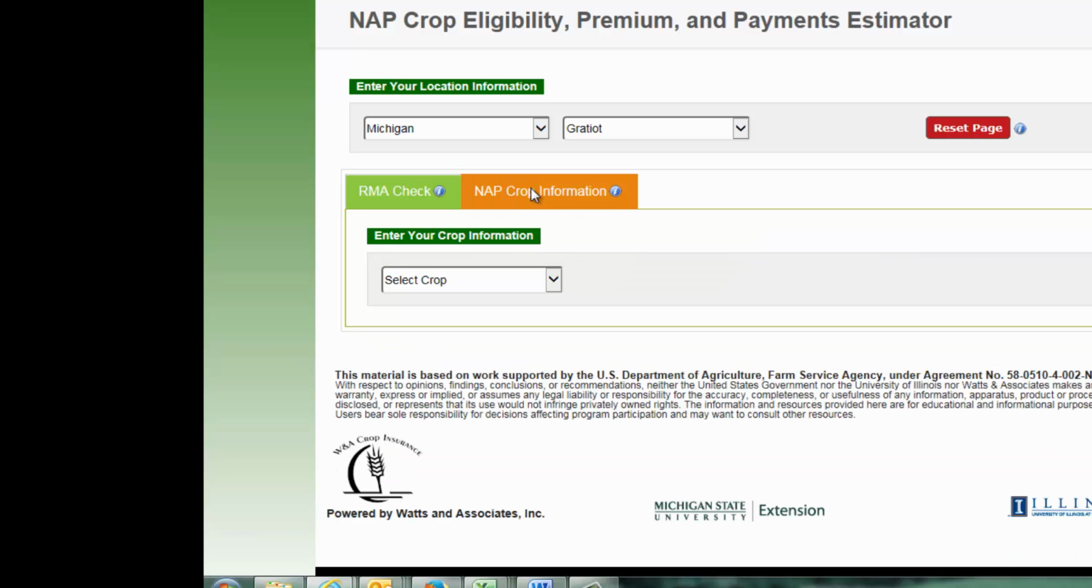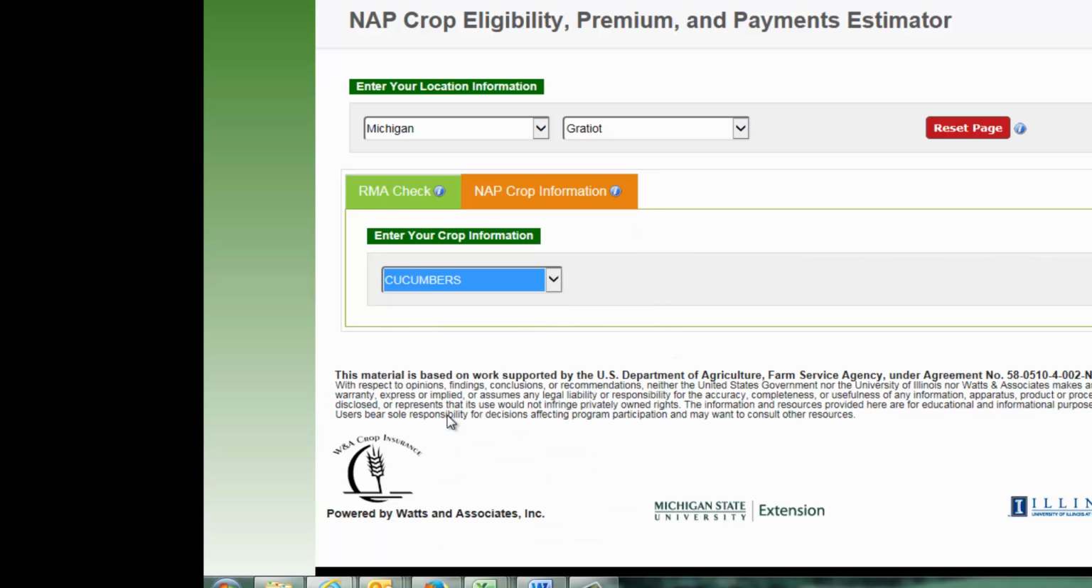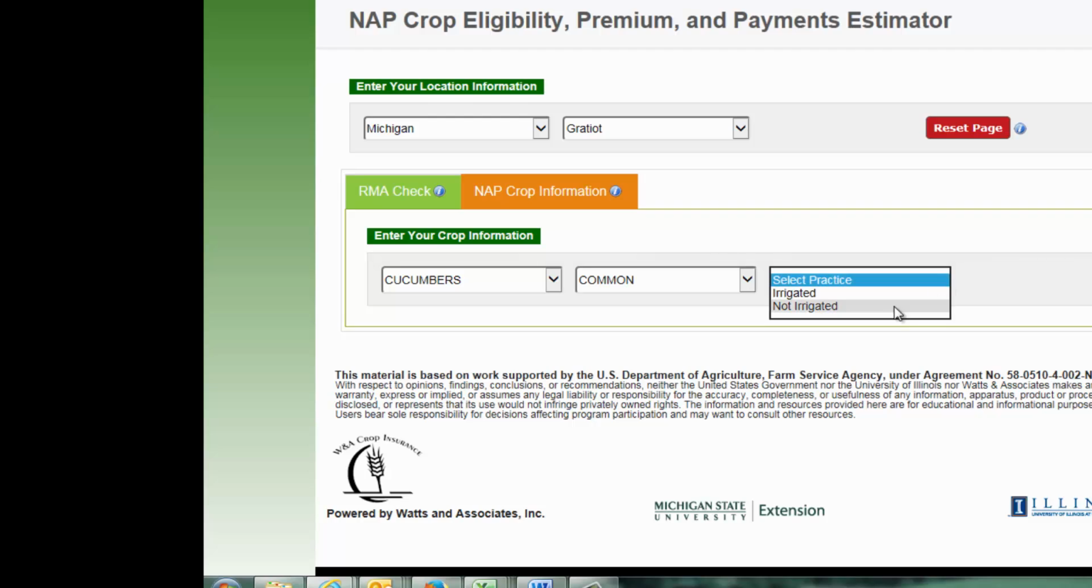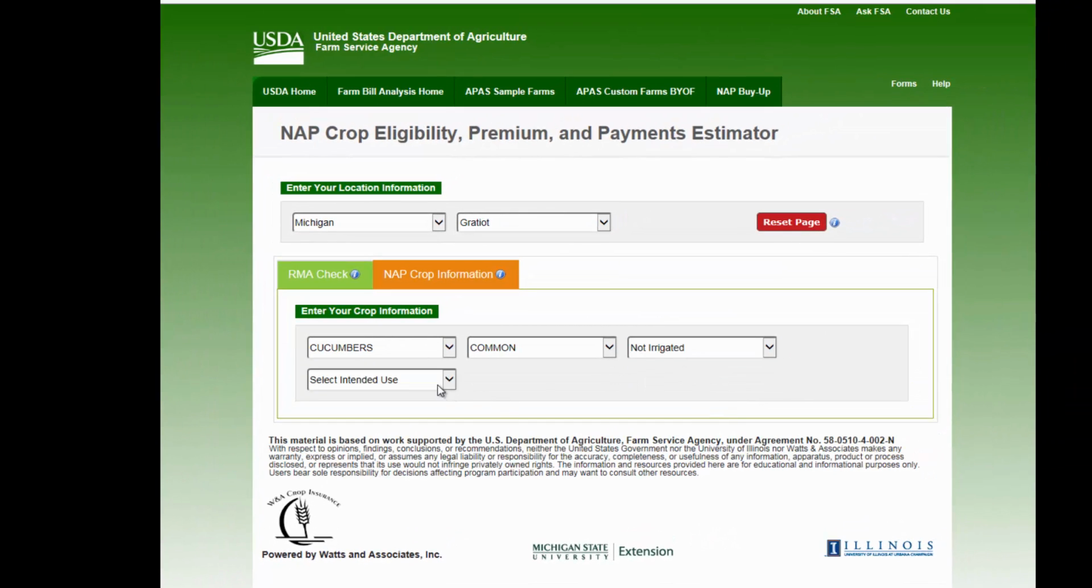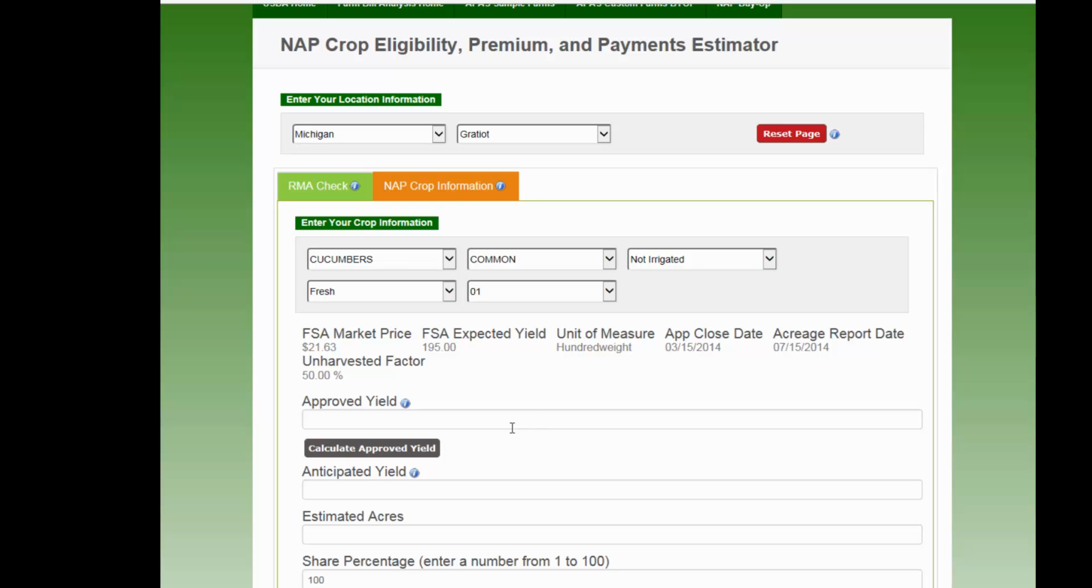So we'll go up and click NAP crop information. Again, we have to select a crop of cucumbers right here. You look and you select the type. Let's say it's common. You select a practice. That doesn't really matter which one you pick there. And let's say it's fresh. Okay, your planting period you have to pick even though there's only one choice. And there you get to where you go through, just like we did before, the information for NAP crop coverage, and you motor on just like we did in the other ones.